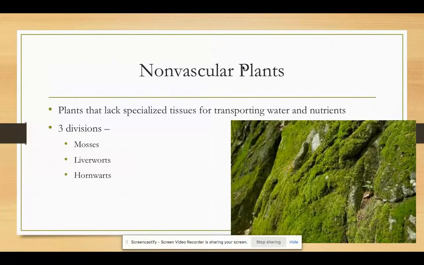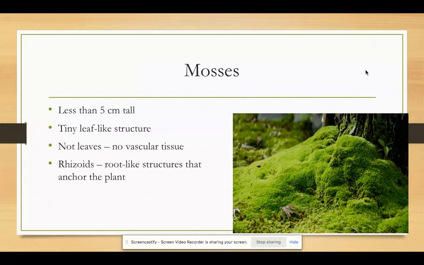So non-vascular plants are plants that lack specialized tissues for transporting water and nutrients. There are three divisions. You have mosses, liverworts, and hornworts. Mosses are small plants that are less than 5 centimeters tall, and they have tiny leaf-like structures, but they are not leaves because they have no vascular tissue. These plants also have rhizoids, those root-like structures that we talk about, that just anchor the plant. They don't have any transport tissue.